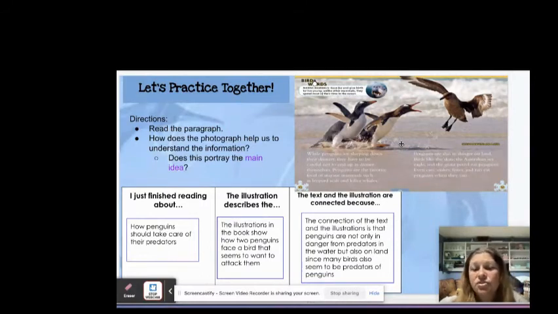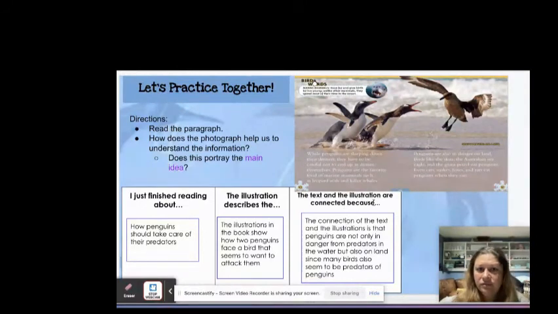How is the text and the illustration connected? All right, let's take a look. So I just finished reading about how penguins should take care of predators. It looks like here that they're gathering together to keep away the skua. The illustrations in the book show how two penguins face a bird that seems to want to attack them. That seems accurate. I think it vibes with what the author is trying to portray.